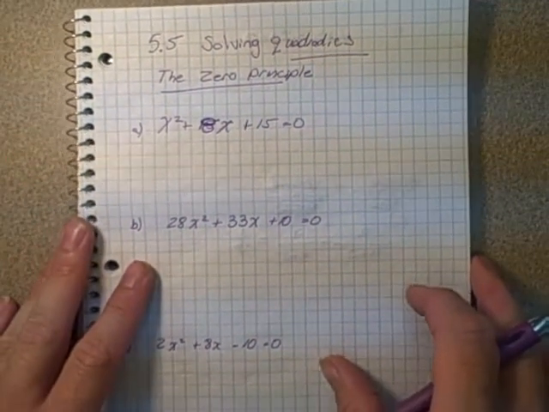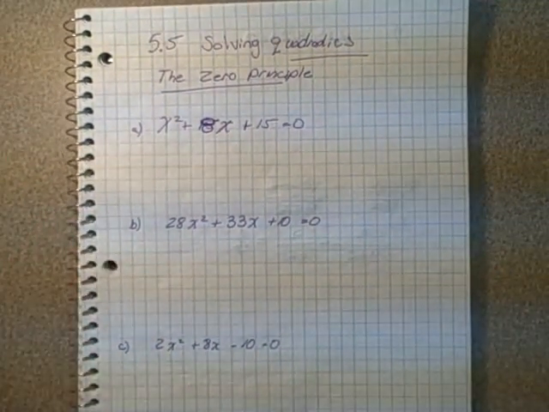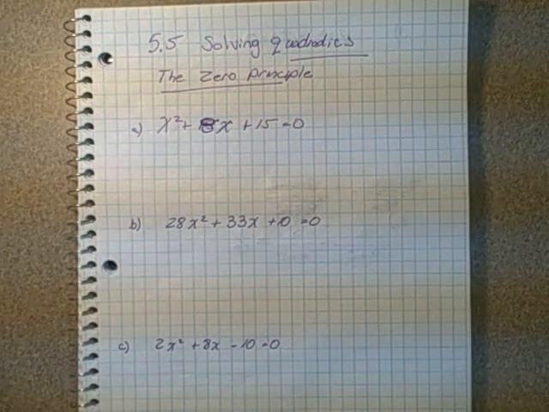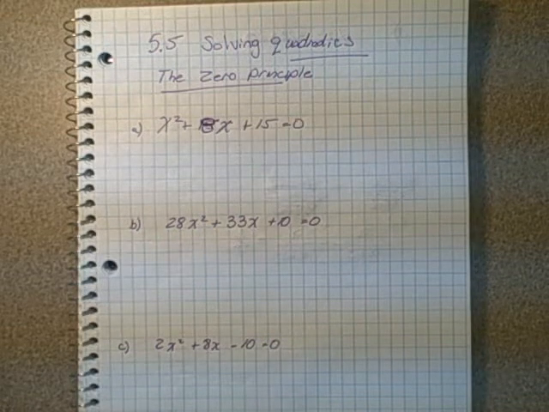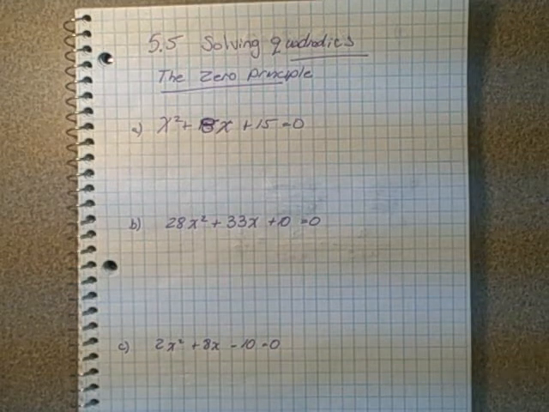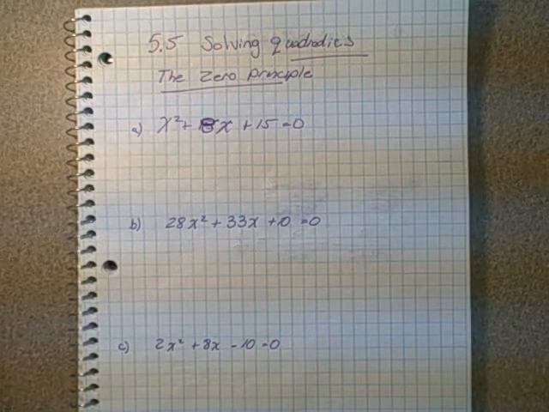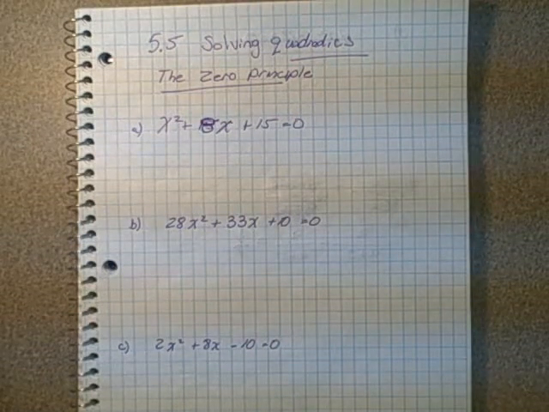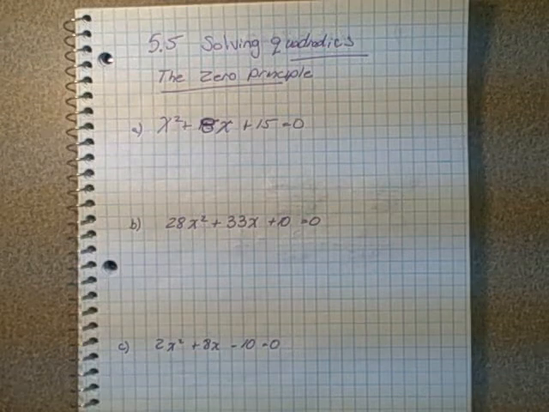Okay, this tutorial deals with section 5.5, solving quadratic equations. And our first technique is the zero principle. If you check on page 164 of your Math 830 textbook, they have the zero principle, and basically it states that if you have two factors that multiply to zero, one of those factors has to be zero. And we can use that to solve particular kinds of quadratic equations.